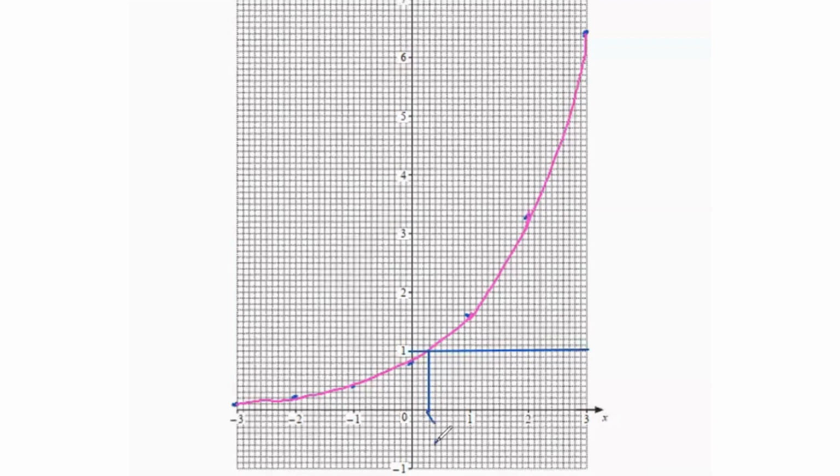Yeah, I'm getting 0.3. So that is an estimate of the solution when y equals 1 is intersecting with this graph, or the value of y equals 1 on this graph.